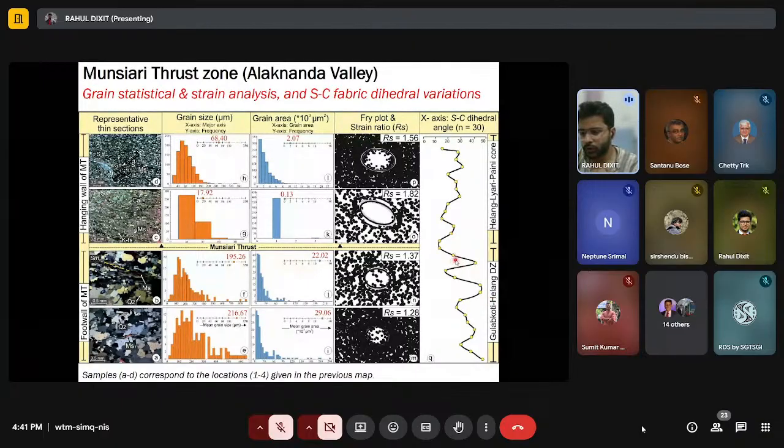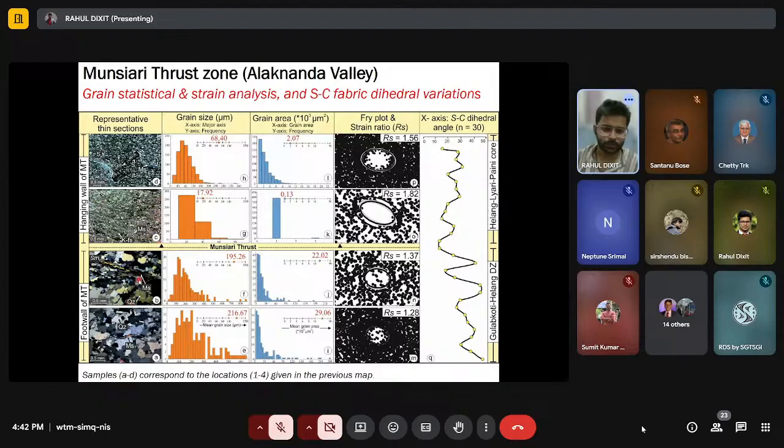If you are moving towards the core of the shear zone, because of higher strain accumulation, the dihedral angle between the S and C fabric will also decrease. It can be clearly seen here that the dihedral angle between S and C fabric is between 10 to 30 degrees in the core region of the thrust, whereas it is between 30 to 50 degrees in the damage zone of the thrust. So because of all this evidence, we could identify the different damage zone and the core in the region.